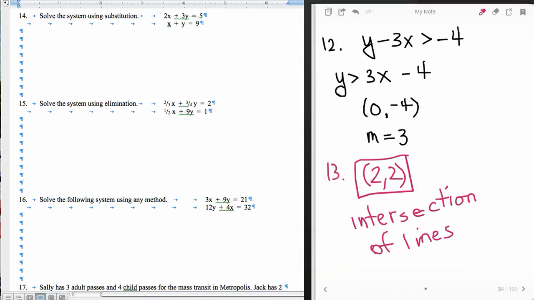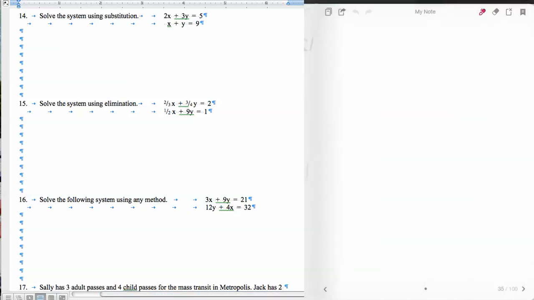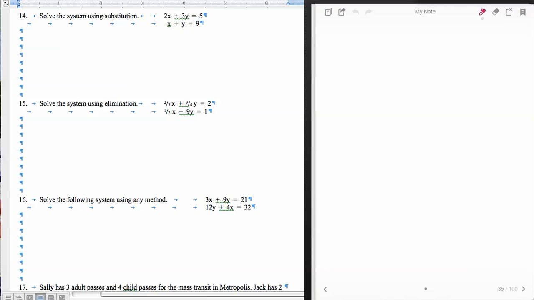Right, this continues our classwork from this past Tuesday, and we are working on solving systems now. So we're going to do examples 14 and 15 hopefully, and then we'll leave 16 and 17 for the next one. So we're going to solve this system by substitution.